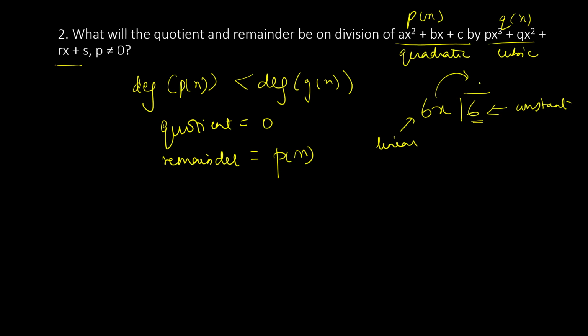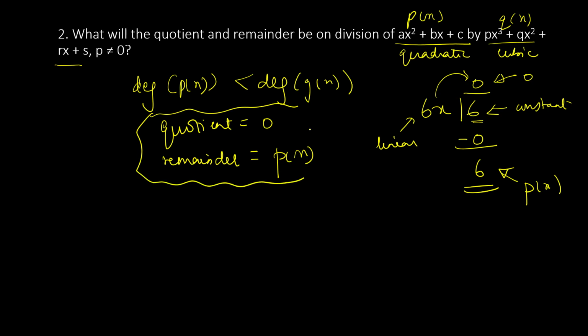Now you cannot multiply 6x with any other term which will make it 6. Hence, we would say let's multiply 6x with 0. When you multiply 6x with 0, you would get 0 over here and the remainder becomes 6. So you can see that the quotient is always 0 in this case and the remainder is going to be the same as the dividend. This is an important point to remember.